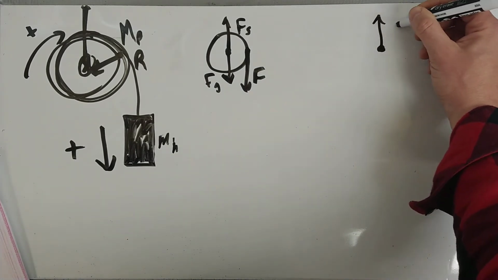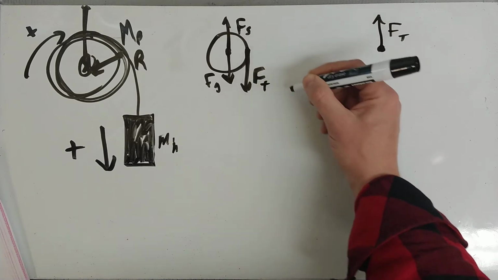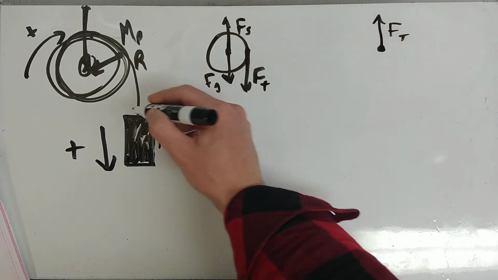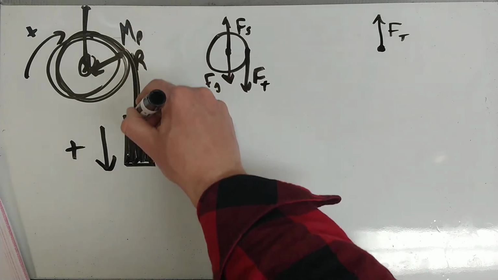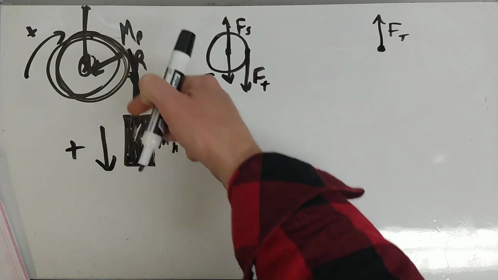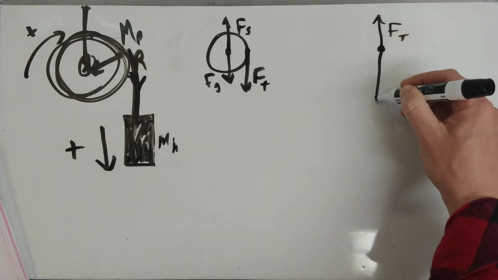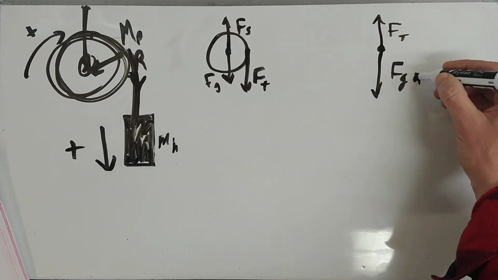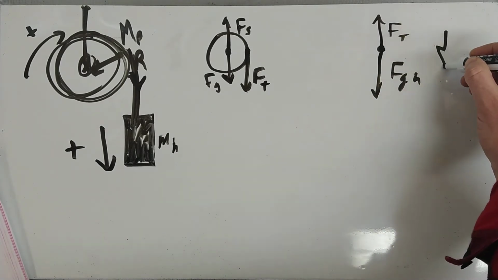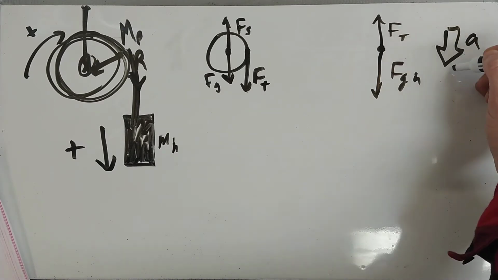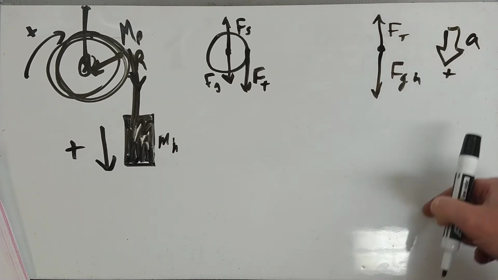It's got the force of tension pulling up. That force pulling down on the pulley is also the force of tension, and it is the same magnitude. This string goes up tangent, pulls down on the pulley and up on the mass. They're the same force. And then there's the force of gravity on the hanging mass. I know this is going to accelerate down, which is why I draw that little arrow. That's the acceleration, and I'm going to make going down the positive direction.